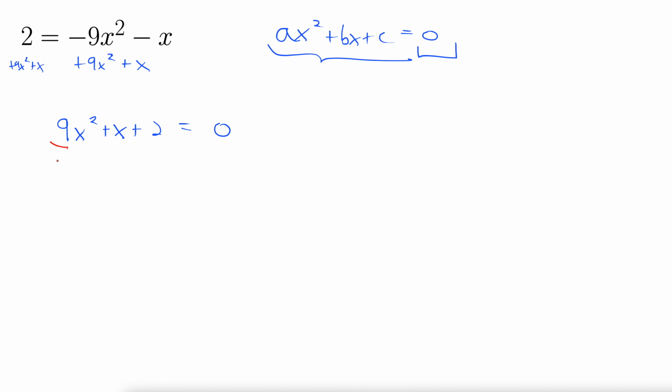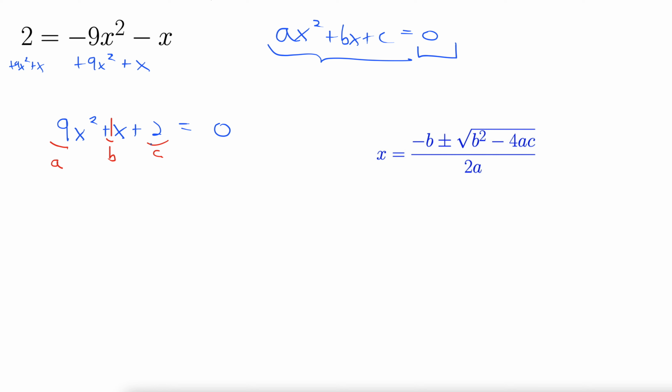So this 9 here is my a. Well, there's nothing here. Well, remember it's a 1 there, that's the b, and then 2 is the c. Okay, so we get our quadratic formula ready. Okay, there it is, x equals negative b plus or minus the square root of b squared minus 4ac all over 2a. Memorize that. And we plug it in.